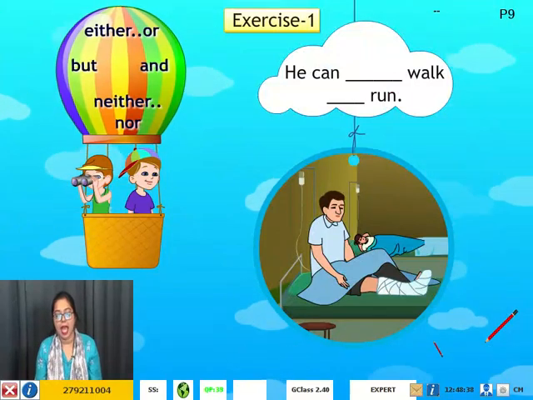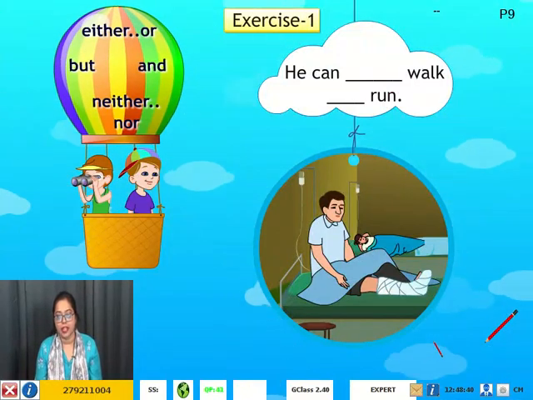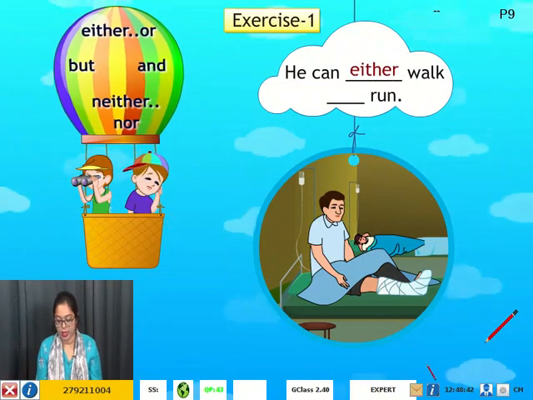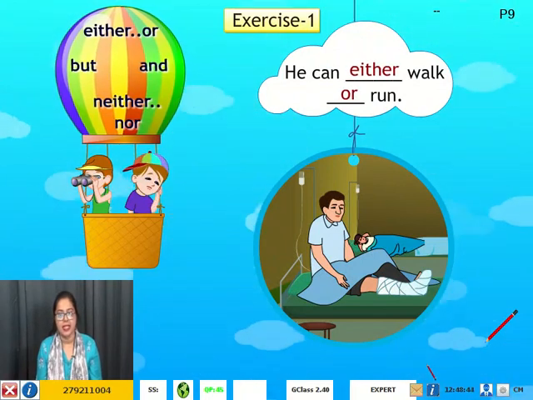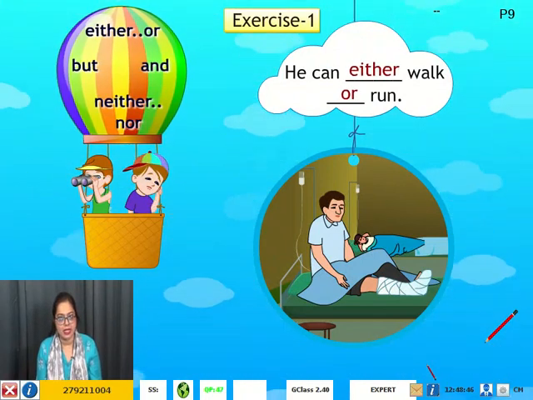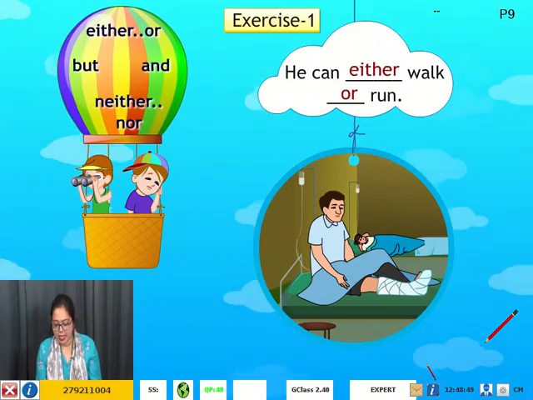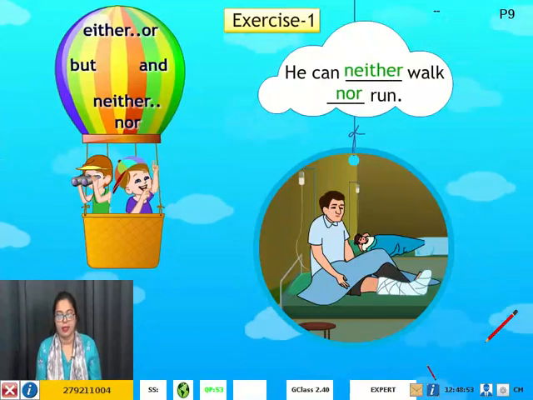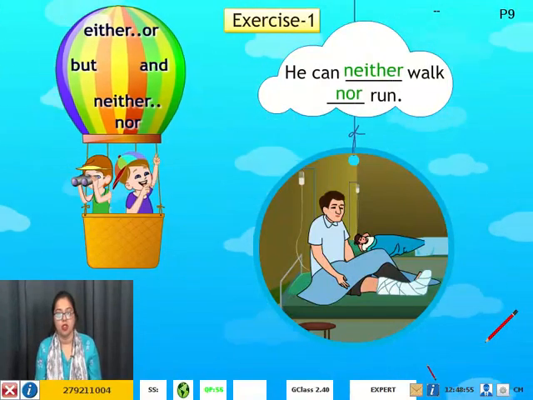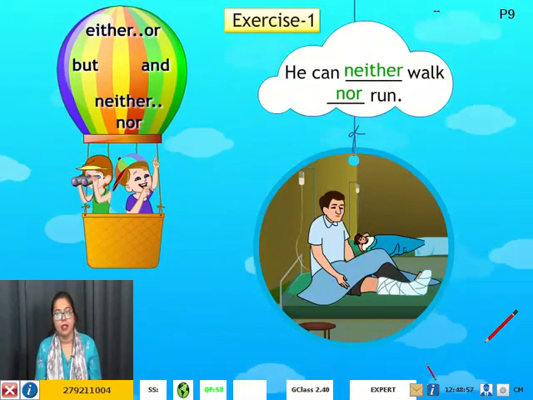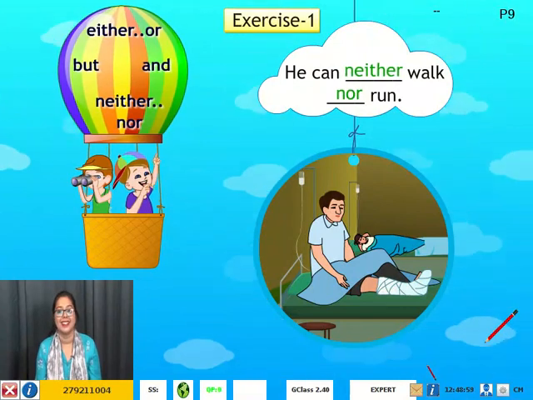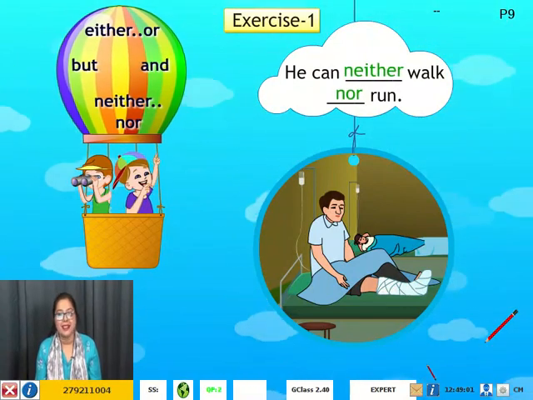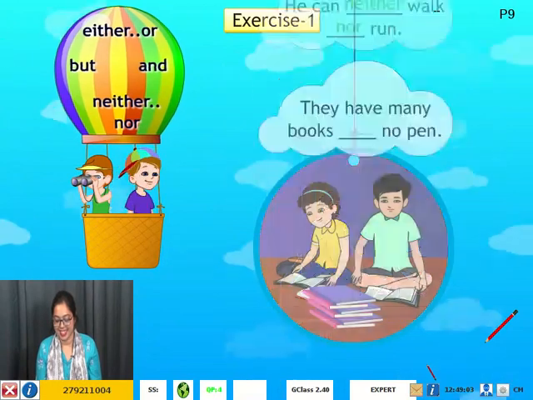He can dash walk dash run. What is the correct answer? Either or? Is it correct? He can either walk or either run. Is it the correct answer? No, right? So have a look, what is the correct answer? The correct answer is neither nor. He can neither walk nor run. Okay? He can neither walk nor run.